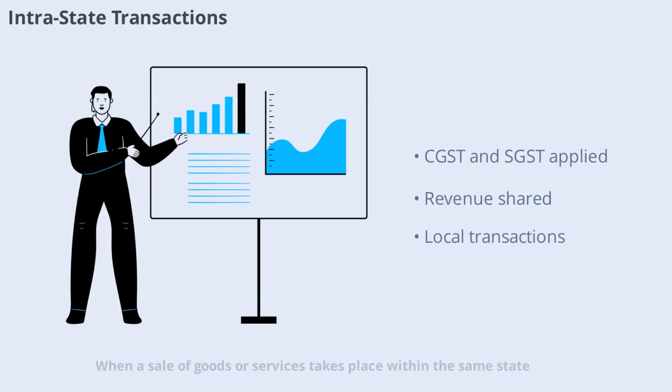When a sale of goods or services takes place within the same state, both CGST and SGST, or UTGST in union territories, are applied. The central government collects CGST while the state government collects SGST. This dual structure ensures that both levels of government receive their share of tax revenue from local transactions.